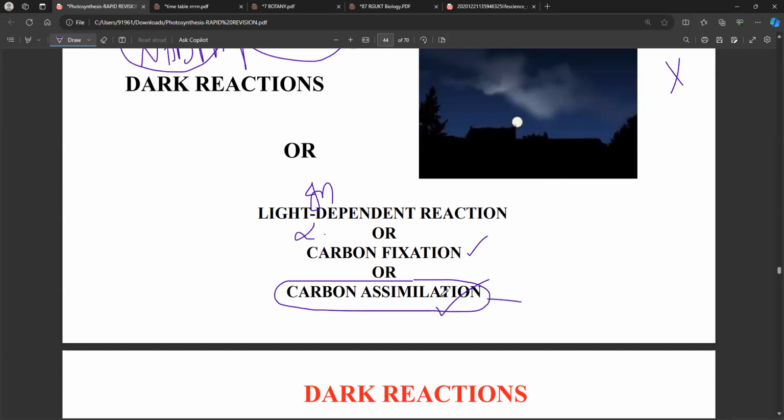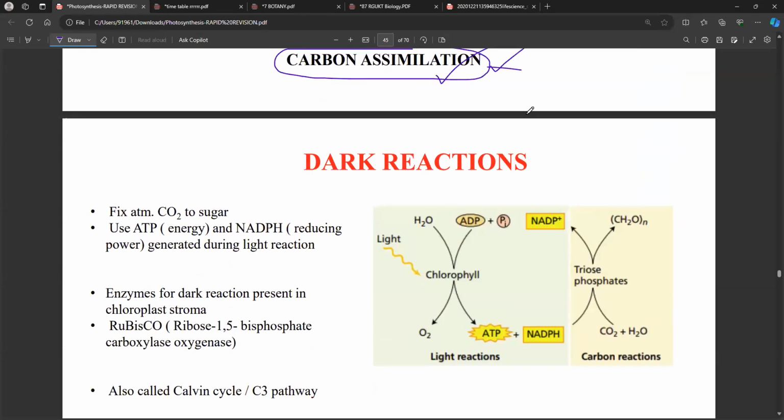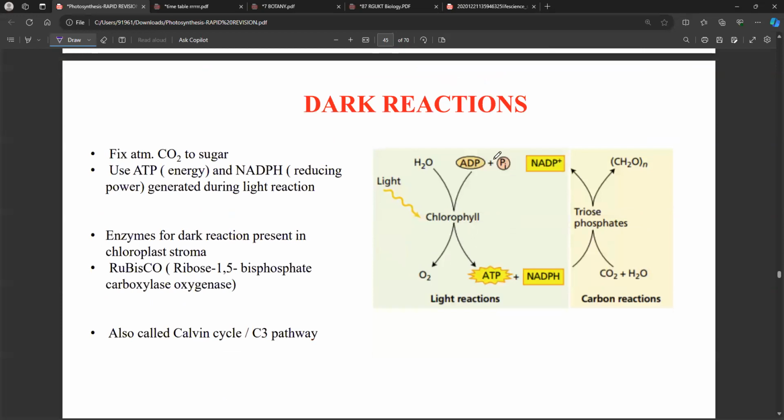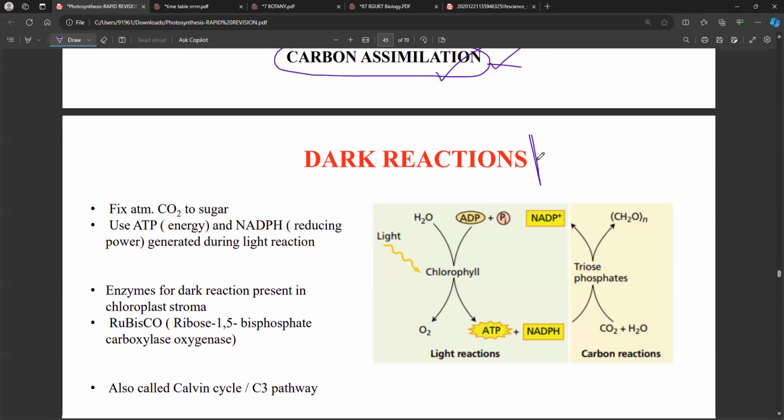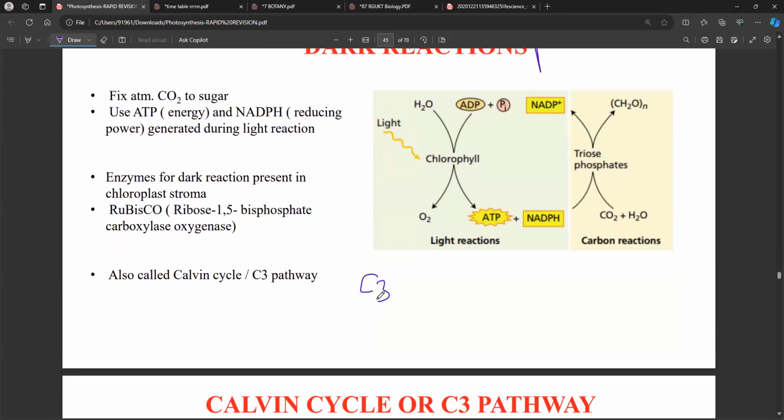That's why we also call it carbon assimilation reactions. Based on the dark reaction, or the carbon fixation reaction, as I told all the students multiple times, all the plants present on this planet Earth are broadly categorized into C3 plants, C4 plants, and CAM plants. Based on what? Based on the carbon fixation.